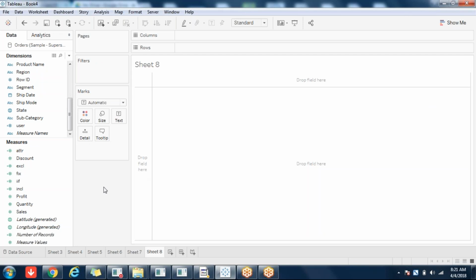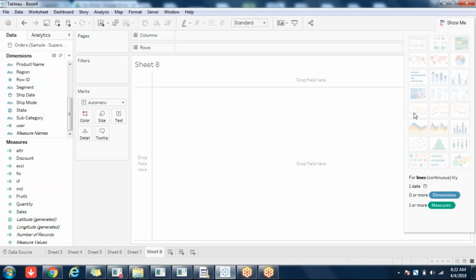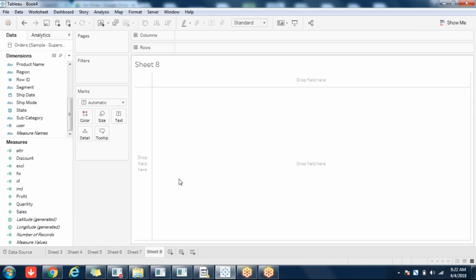Now, next chart, which one will we choose? We'll choose line chart. Whenever you have a time period based requirement, you'll go for a line chart. That's pretty obvious. Line chart only can display the time period properly in the form of a line. So that's why line chart.